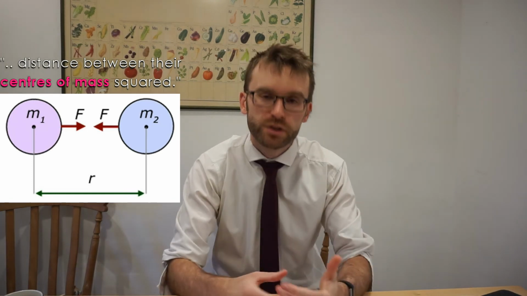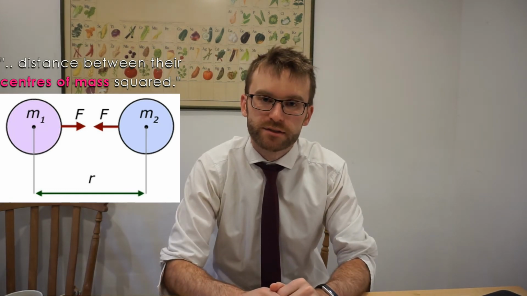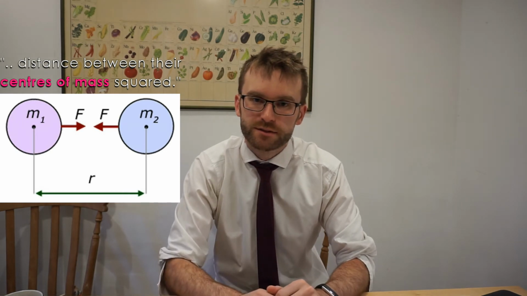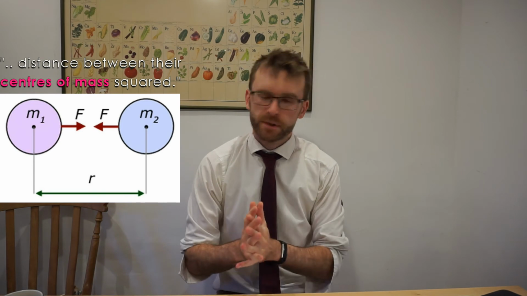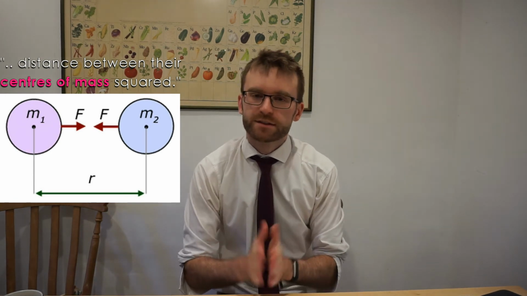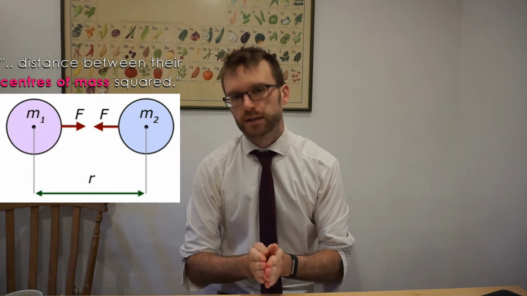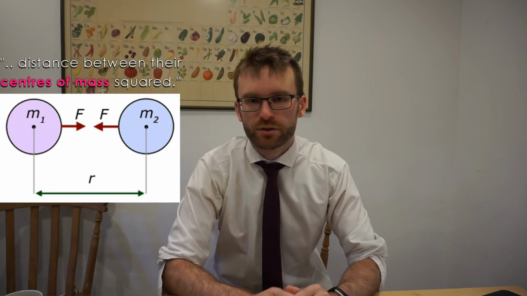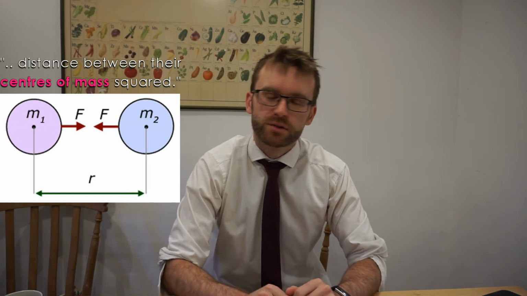The field lines don't converge on the surface of the object. The field lines converge on the centre of mass of those objects. So it's important to remember that in Newton's law of gravitation, the distance is the distance between their centres of mass squared. This sometimes means we have to add on things like the radius of our planet, but you'll see that done in the back of the book questions.